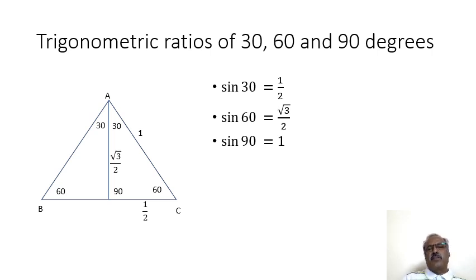So for example, cos of 30 is immediately known as root 3 by 2. Sine of 60 is also known immediately as root 3 by 2, because AC is 1, the hypotenuse being 1.